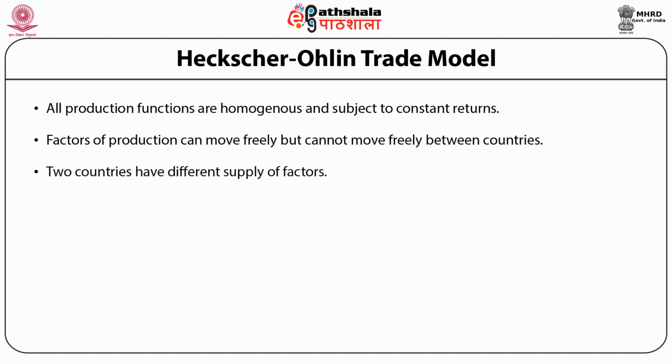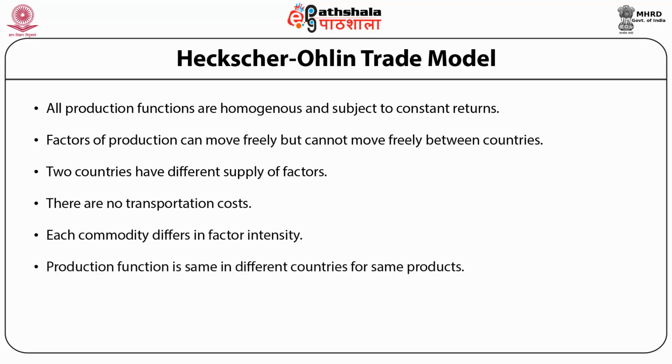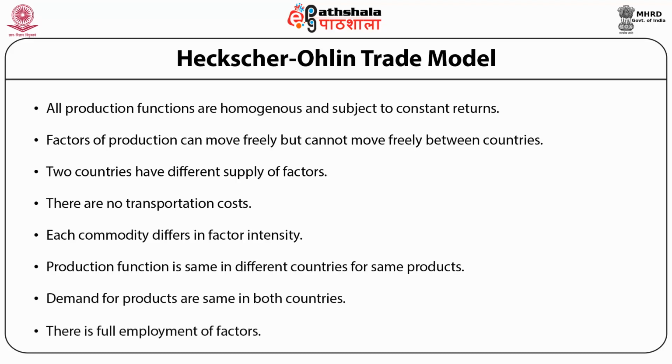Two countries have different supplies of factors. There are no transportation costs. Each commodity differs in factor intensity. Production function is the same in different countries for the same products. Demand for the products is the same in both countries. There is full employment of factors.